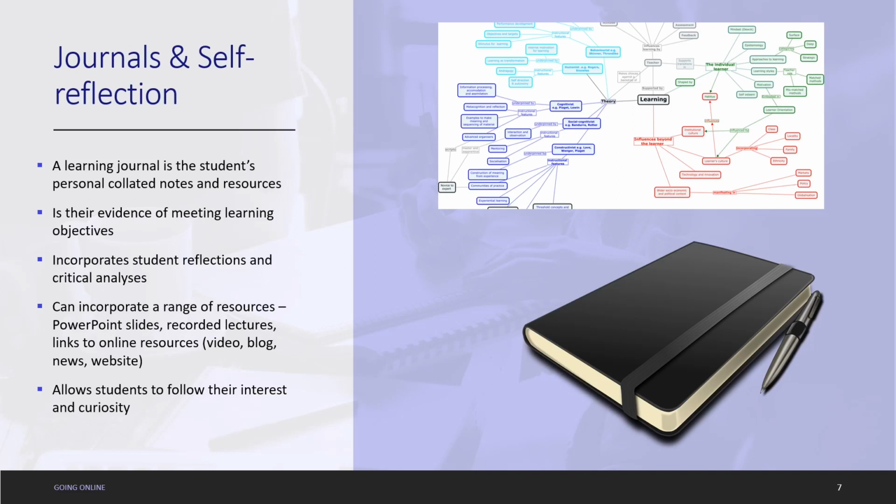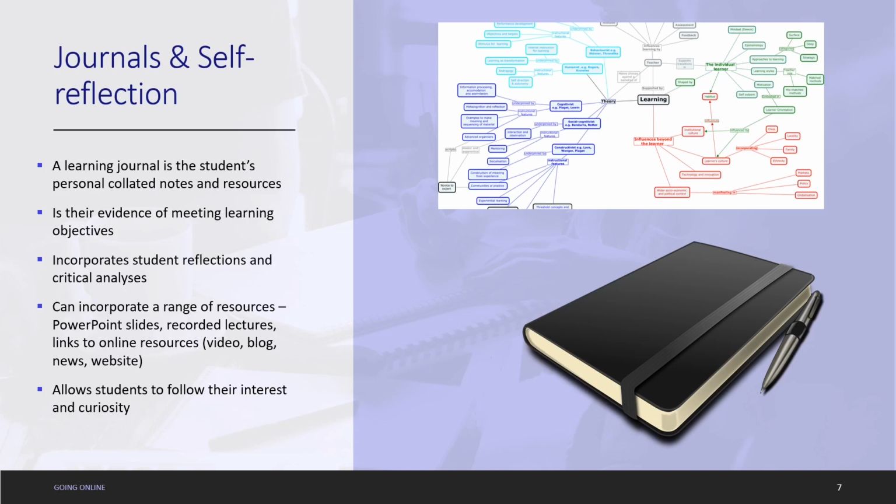However we're going to deliver our learning, I'm a great believer in the role of learning journals. I've used that in my traditional on-campus classes, and it's really the students' personal collated notes and resources. I noticed that students were not very good at taking lecture notes, so I gave them guidance on how to use journals. And this can be certainly one major way in which they provide evidence of meeting the learning objectives for your course.